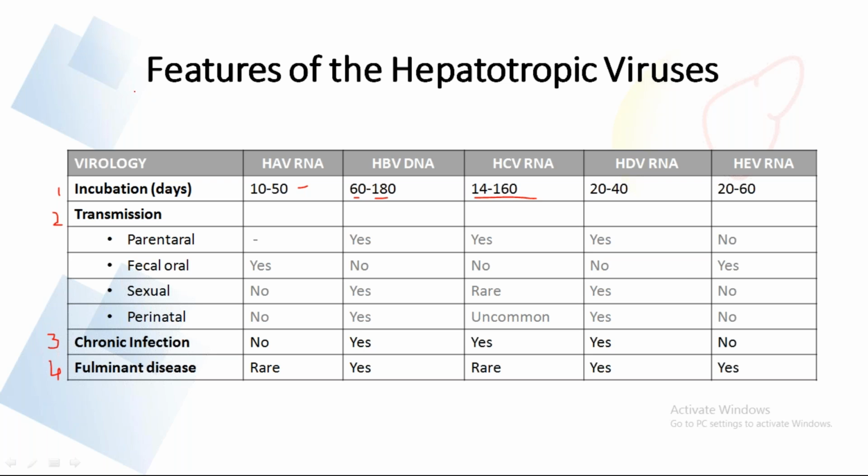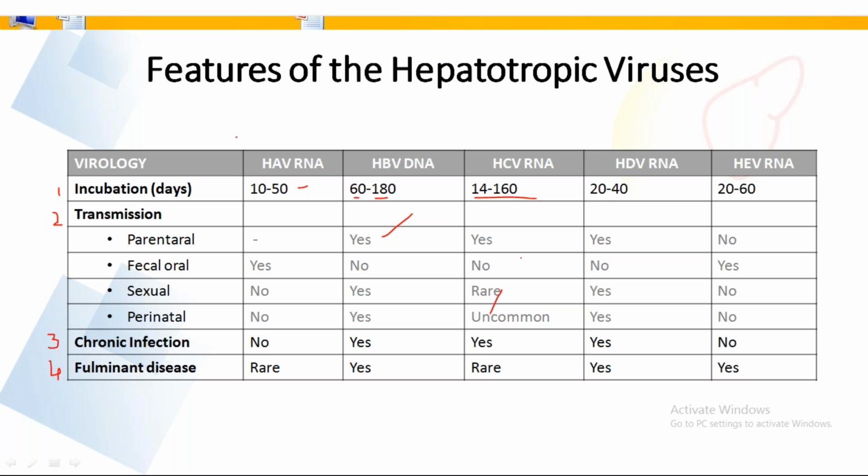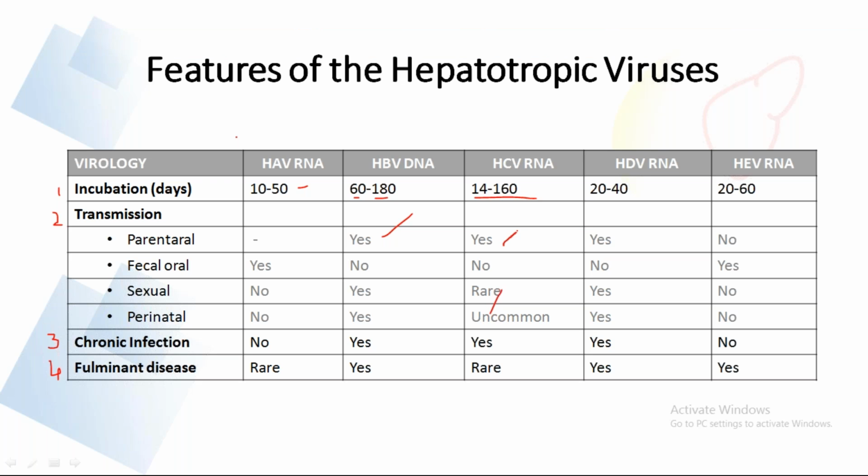Regarding the transmission, B and C are parenterally transmitted. D is also just like B. For all practical purposes, it doesn't have a difference. The only thing is E is definitely not parenteral. It's only oral. There is no parenteral transmission.